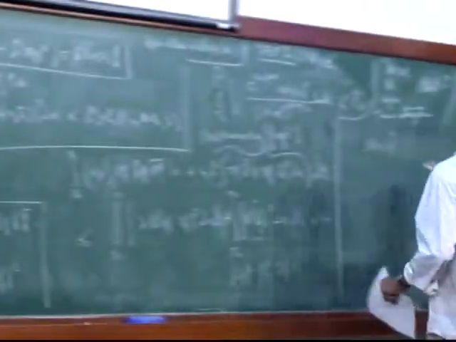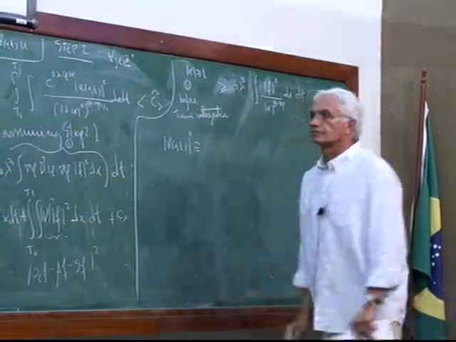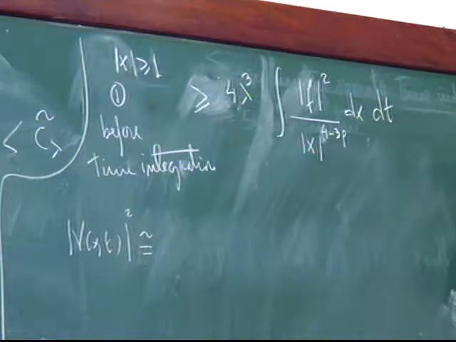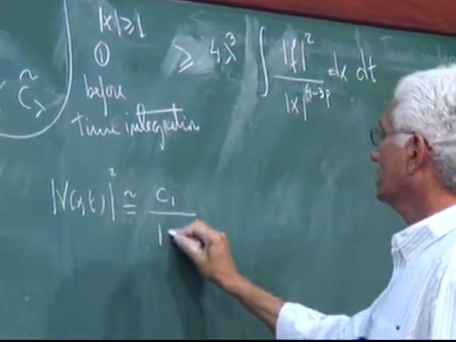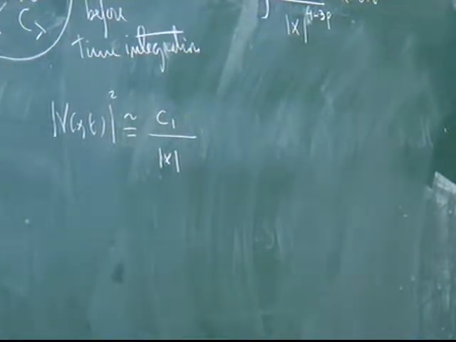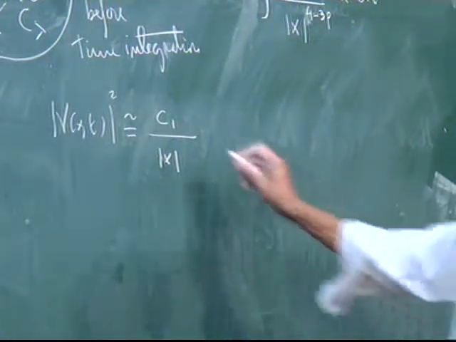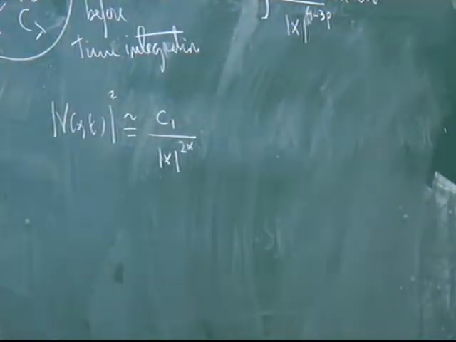Then let's go here. This is like C1 x to what? 2 alpha, right? Because you have the square. 2 alpha. What is 2 alpha? 2 alpha is exactly equal to 4 minus 3p.